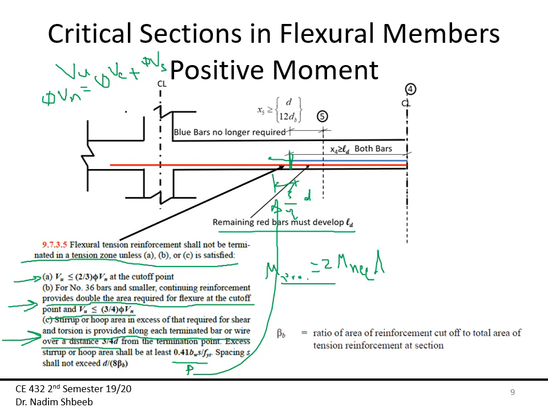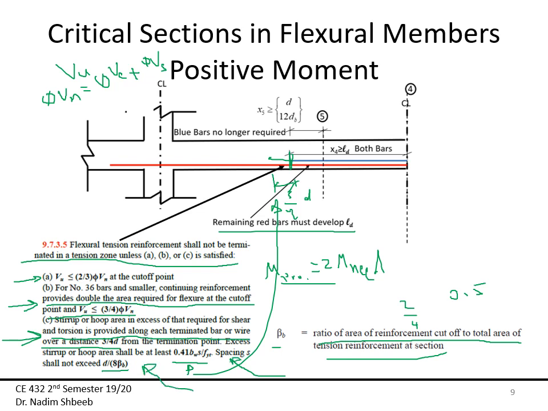And that spacing shall not exceed d over 8 beta b. Beta b is the ratio of the reinforcement cutoff to the total area of tension reinforcement at the section. So let's say I have 4 phi 25 and I'm cutting off 2, then that ratio would be 1/2, because it's 2/4. So now I have to calculate the spacing from two equations. This is equation number 1, and this is equation number 2.